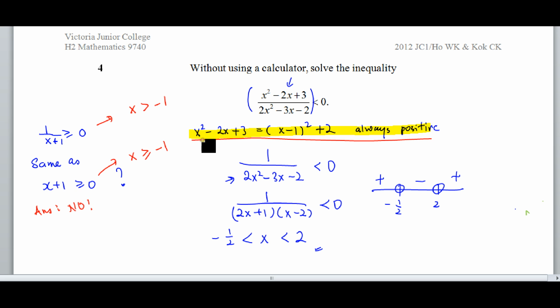And if you want to prove that this is always positive, you either complete the square or you say your b squared minus 4ac is negative and coefficient of x squared is positive. Now you need two conditions here to say that the expression is always positive. Okay? That's all. Thanks.